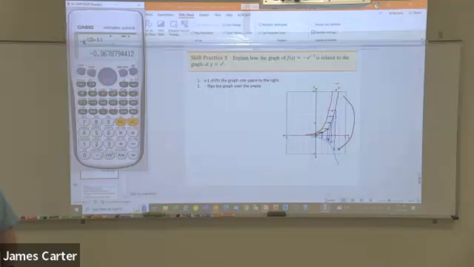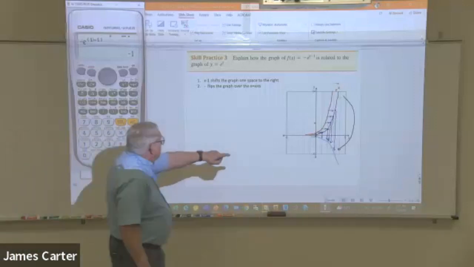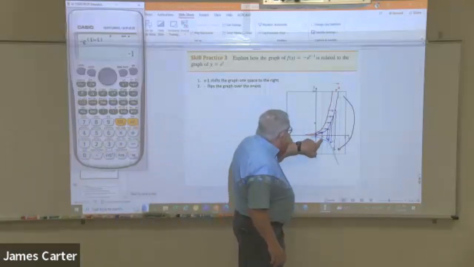Now then, how do I find the next one if I'm making an XY table? Well, I use this backup key until I get just in front of that 0. I delete the 0 and I put in a 1. And then I hit the equal sign. And we got -1. Okay? 1, -1.